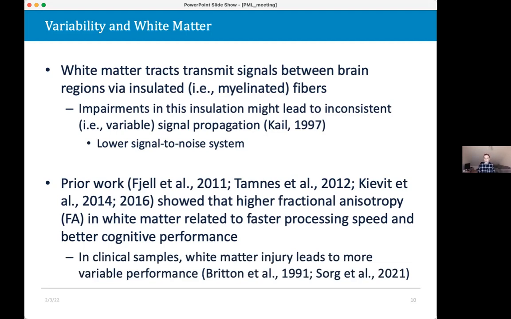And in clinical samples, specific white matter injuries, so things like multiple sclerosis and white matter hyperintensities, have been related to more variable performance. And it's especially nice, I mean, MS is of course a horrible disease, but it allows for a really nice testing of this hypothesis because there's a graded response: the more severe the autoimmune response is, the more degraded the white matter insulation is. And so you can get a graded response as opposed to something like a lesion where you're just missing chunks of the white matter, and there are other non-specific effects of that.